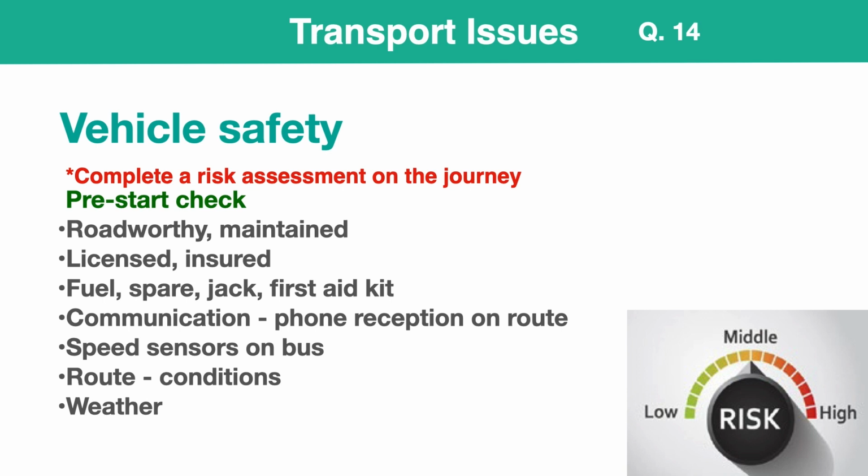Most residences would like people to do a pre-start check on the vehicle before they get in it and go. That's to ensure that it's maintained and roadworthy, that it's licensed and insured. You've got everything you need: fuel, spare, jack, first aid kit, communication of some sort. Some people are even thinking about putting speed sensors on buses to make sure staff can't overstep the speed limit. And then, of course, there's other factors like the route and the conditions. What's the road conditions like, and the weather as you're travelling.